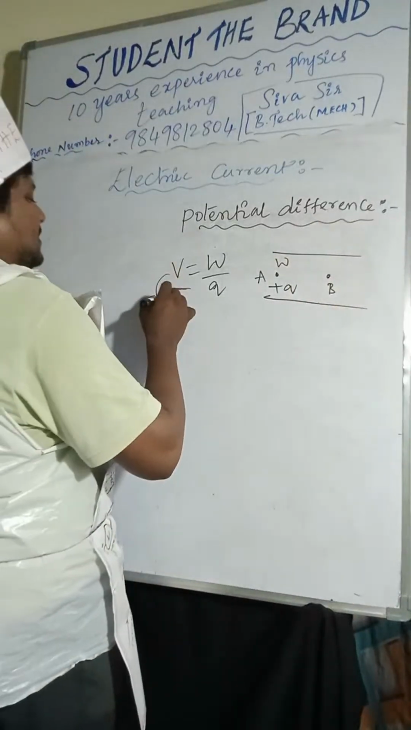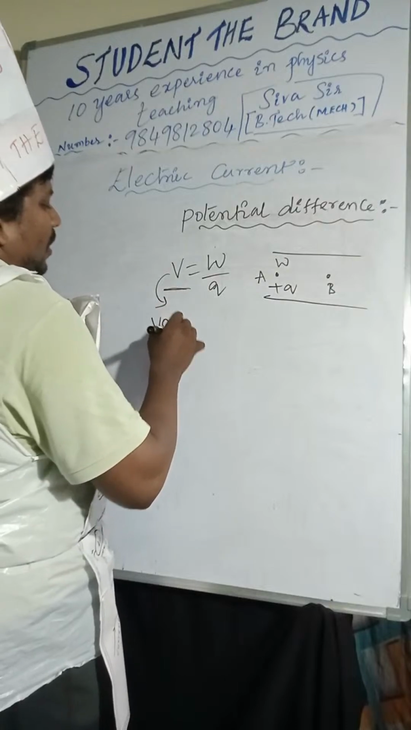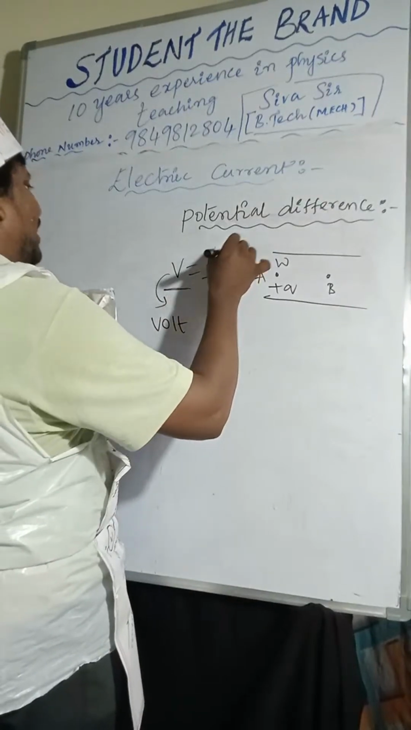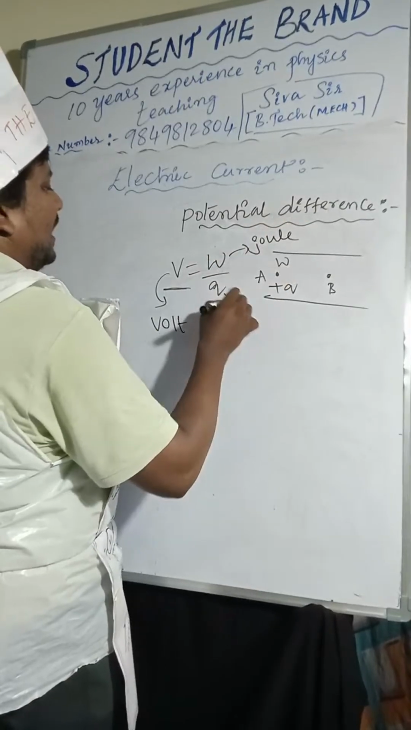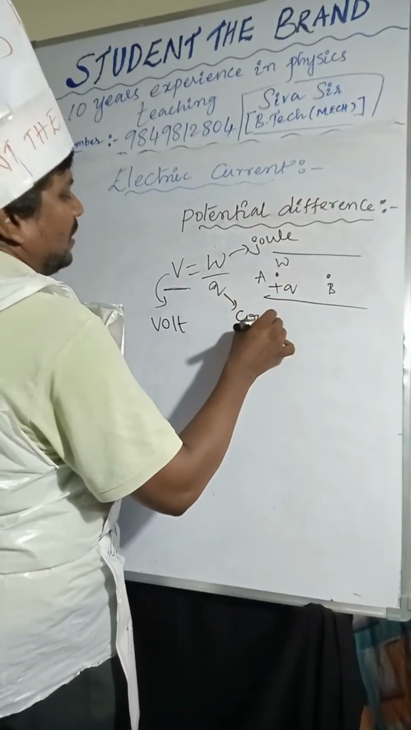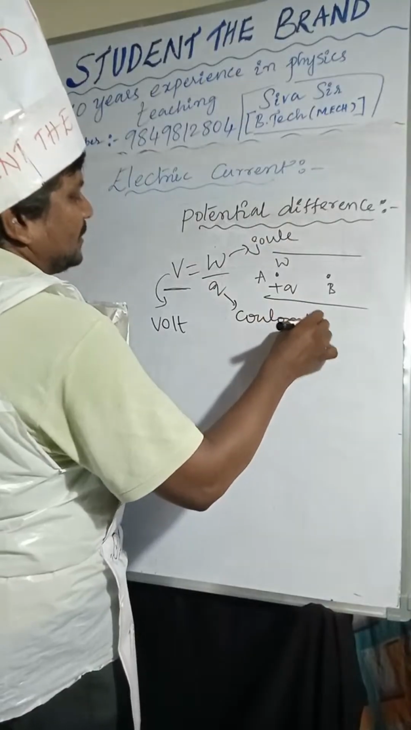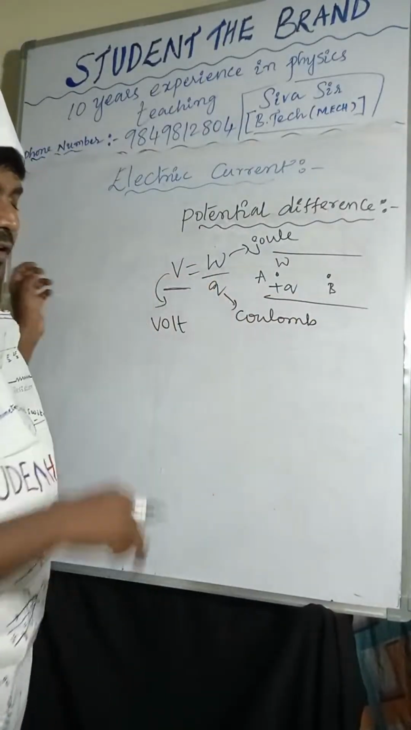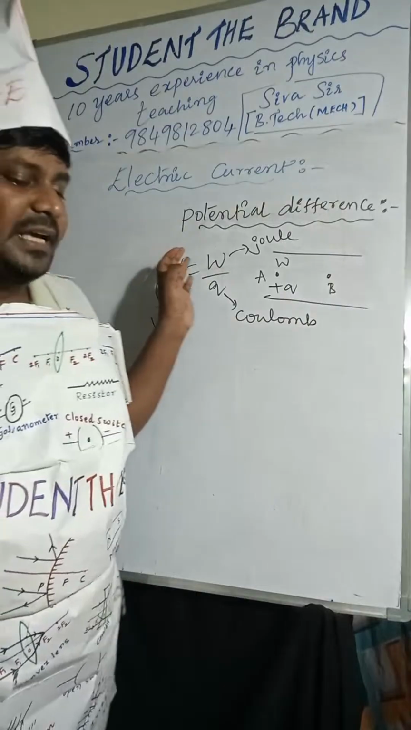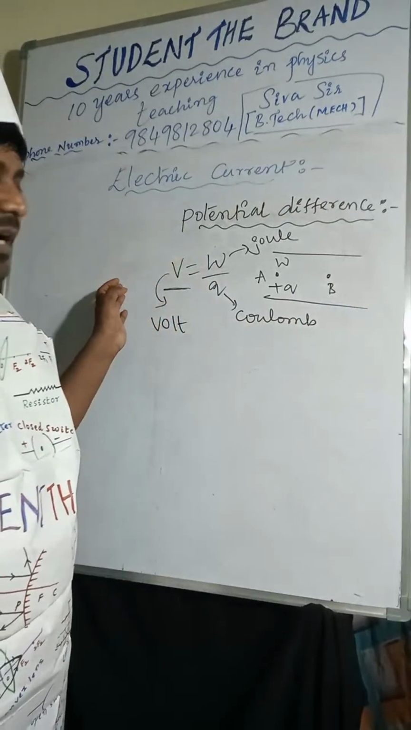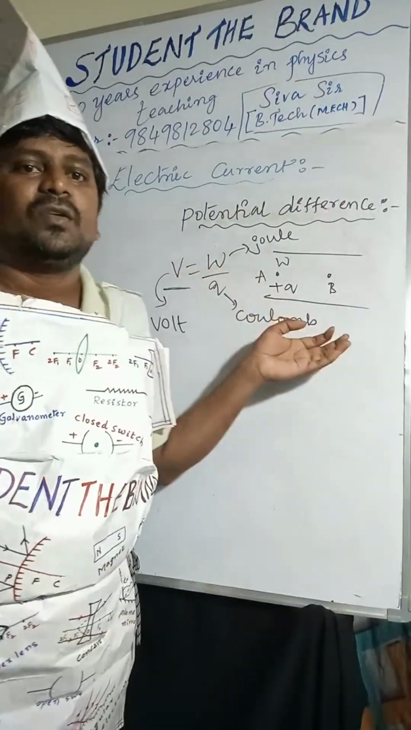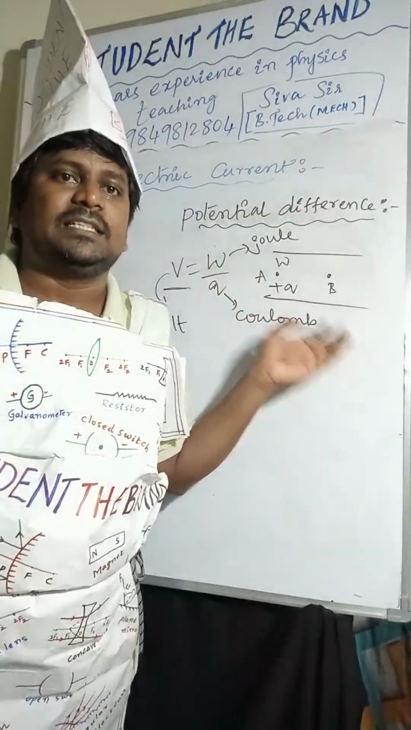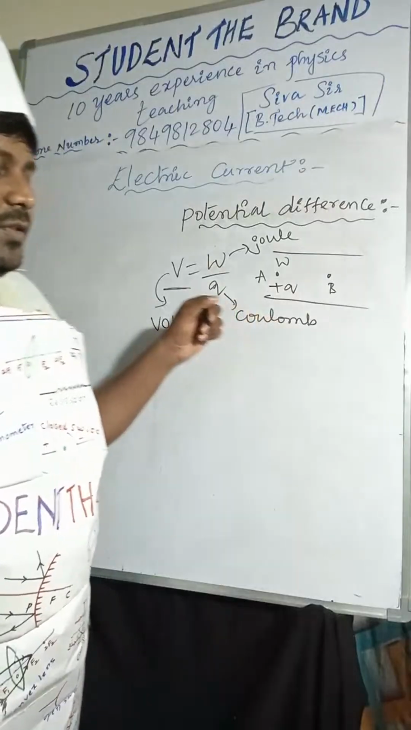SI unit of potential difference is volt. SI unit of work is joule. SI unit of charge is coulomb.